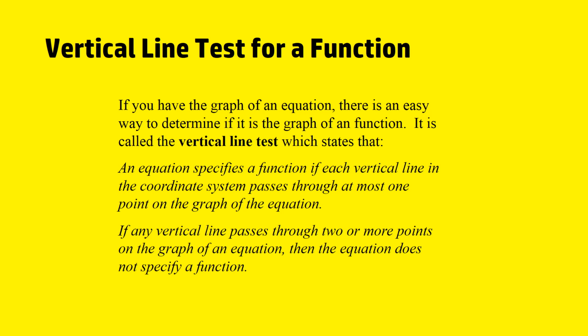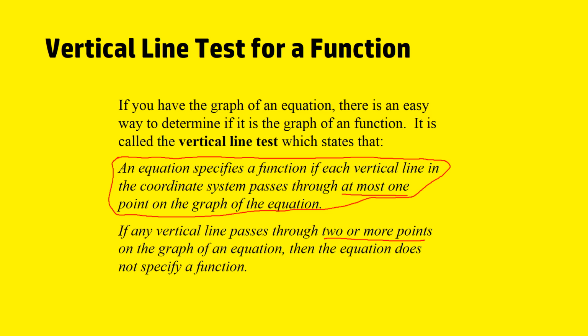And here's the statement of it. An equation specifies a function if each vertical line in the coordinate system passes through at most one point on the graph of the equation. At most one. So if you have two or more, not a function.